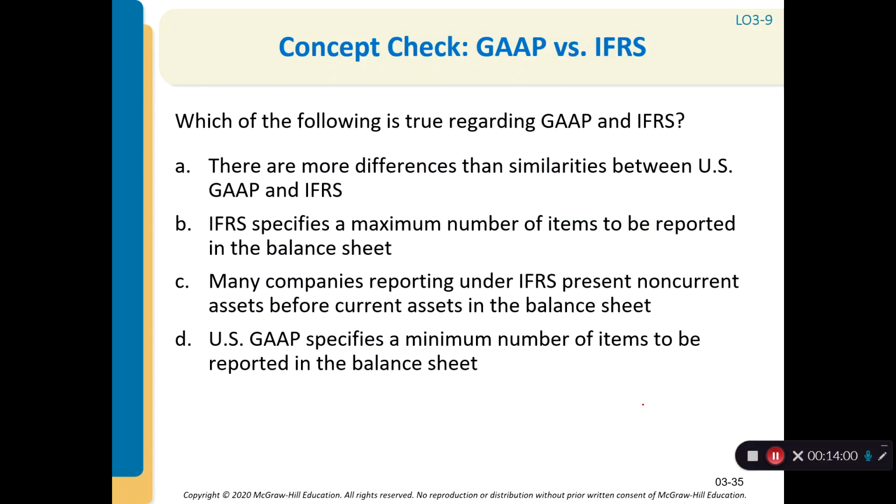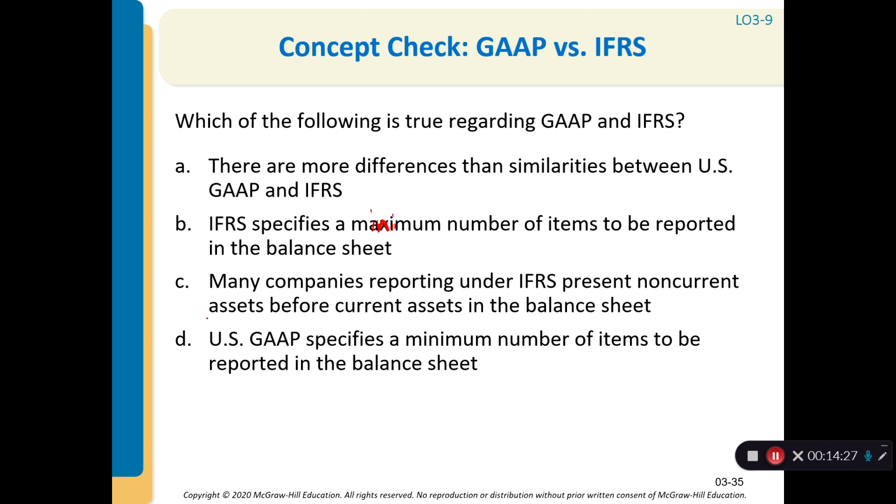Okay, let's look at this question. Which of the following is true regarding GAAP and IFRS? A. There are more differences than similarities between US GAAP and IFRS. No, there should be more similarities than differences. Okay. B. IFRS specifies a maximum number of items to be reported in the balance sheet. No, minimum, right?